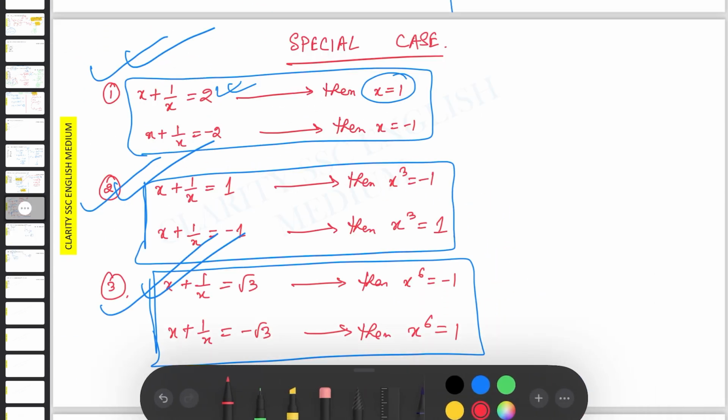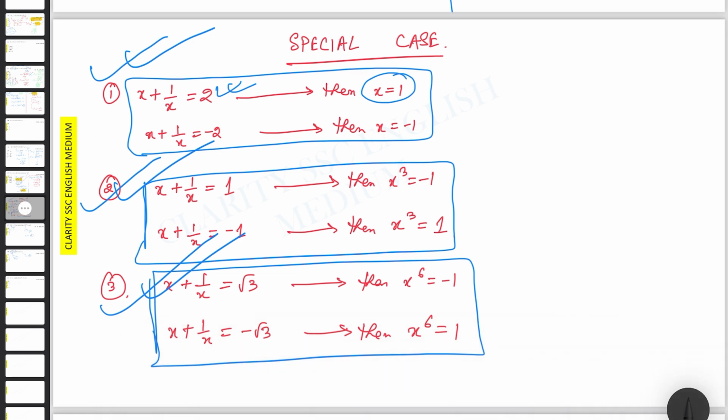Let's see a few questions in this pattern. The first one, let me write a question. P plus 1 by p is equal to 2. Then p into p into p, that means p cubed, is what? Here, the value of p will be 1 because p plus 1 by p is 2. So the value of p will be 1. So 1 cube is obviously 1. 1 into 1 into 1 is 1.